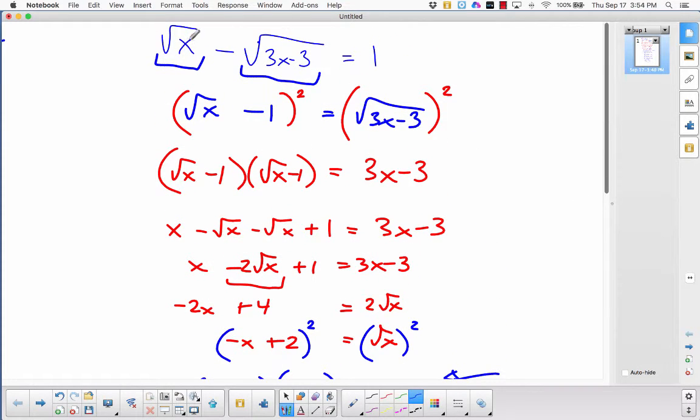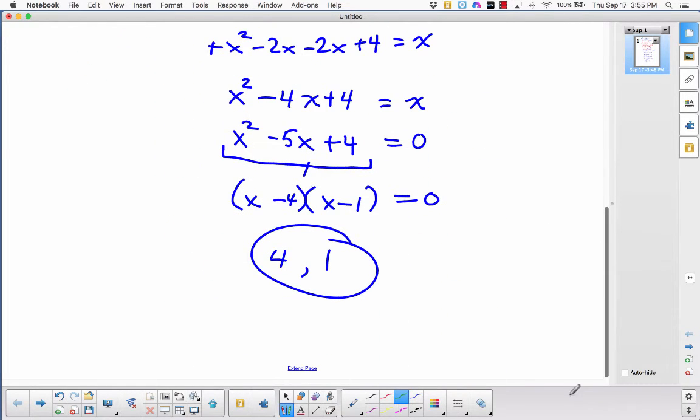So if I put a 4 in there, I'm just going to put it in a different color. So if I put a 4 there and a 4 there, let's see if it comes out to 1. So square root of 4 is 2, and then 3 times 4 is 12, and 12 minus 3 is 9, and the square root of 9 is a 3. And 2 take away 3, it isn't a positive 1. So that one doesn't work. 4 doesn't work. So 4 is out.